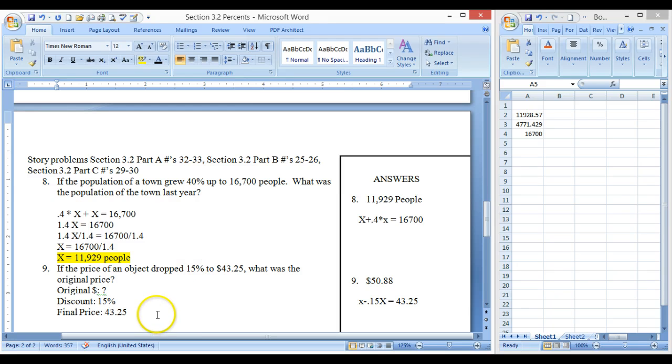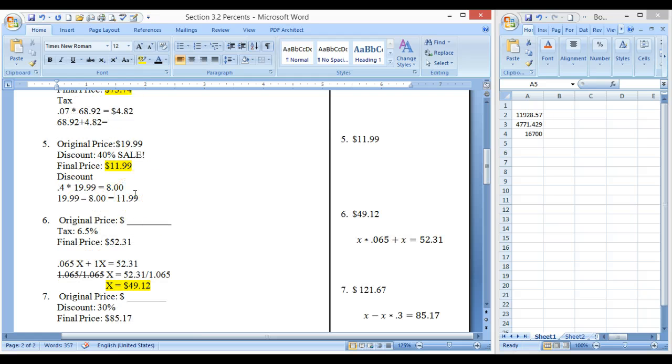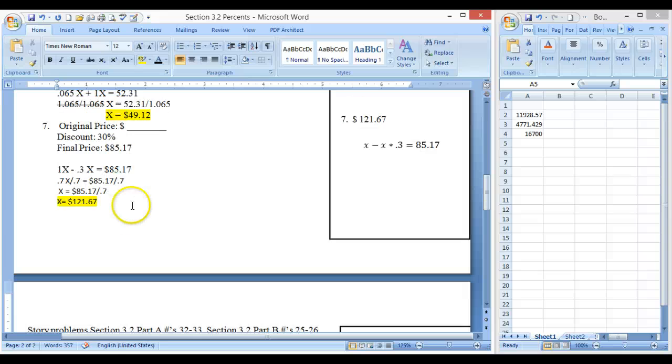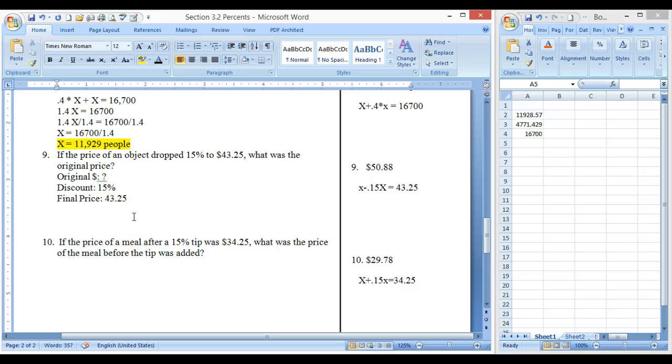So you can write it out like that, or you can break it down like we did previously, either on 7 or on 5. It's totally up to you, whatever you feel more comfortable with. Because I'm looking for the original price, it's going to more closely mirror number 7. So we took the discount and we subtracted it from the original price, which we didn't know, so we used X. So here, same thing. I have the original price and I'm going to be subtracting the discount, which is 15% of the original price. 15% is 0.15 of, meaning times, the original price we don't know, so we put an X, and that will tell me my final price of $43.25.